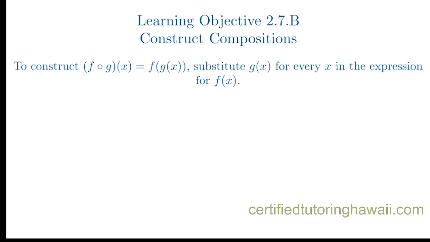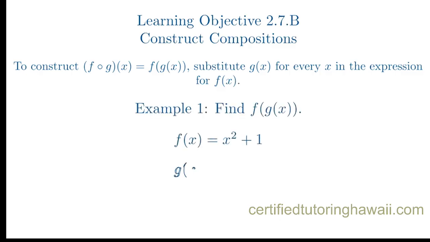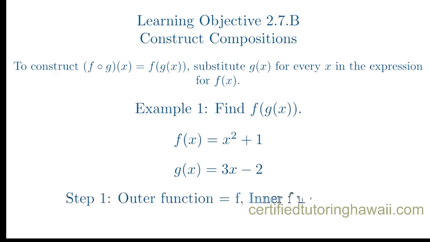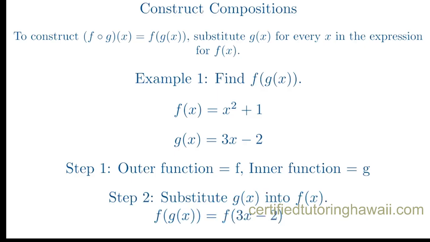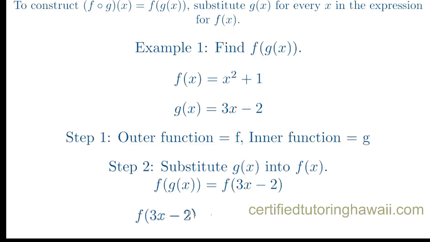Let's work through an example. Let f of x equal x squared plus 1 and g of x equal 3x minus 2. We want to construct f of g of x. Step 1 is to identify the outer and inner functions. Here, f is the outer function and g is the inner function. Step 2 is to take the entire expression for g(x), which is 3x minus 2, and substitute it everywhere we see an x in the formula for f. The formula for f(x) is x squared plus 1. When we replace x with the quantity 3x minus 2, we get the quantity (3x minus 2) squared plus 1.